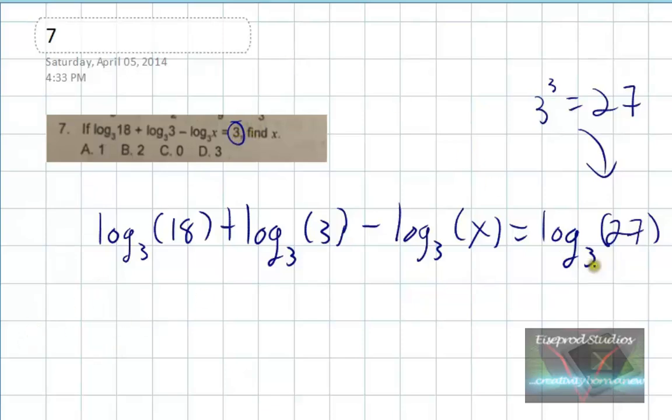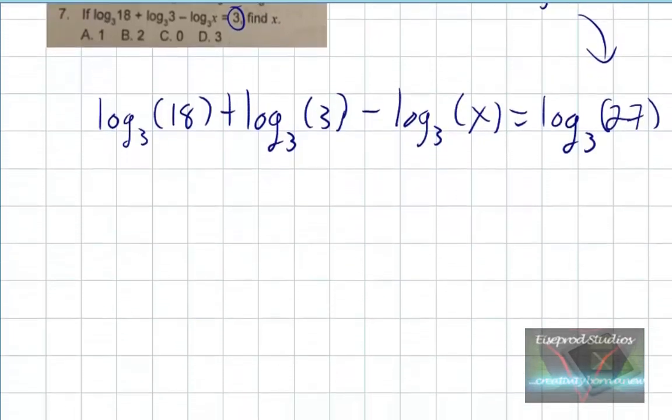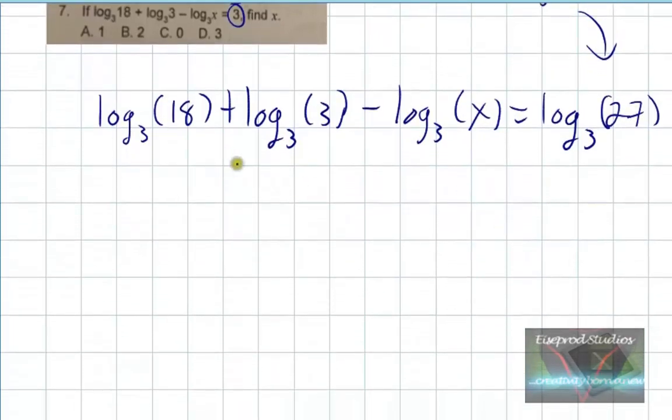Okay, so now we have all log base 3's, and it might look more confusing, but actually this is much better for us because since they're all the same log base, we can use the rules of logs to work with these symbols right here. Remember that if you have the same log base and you're adding or subtracting, it's the same as putting it all inside of one of these and multiplying or dividing. So I'll show you what I mean.